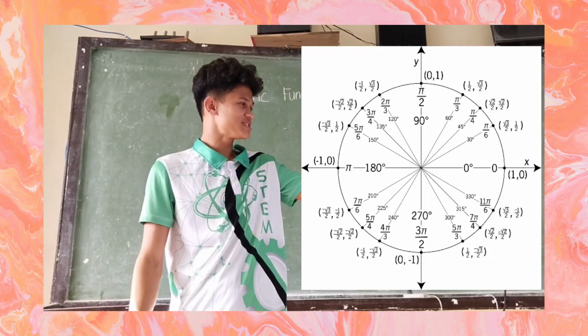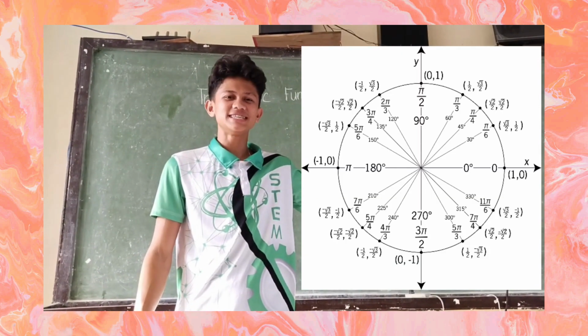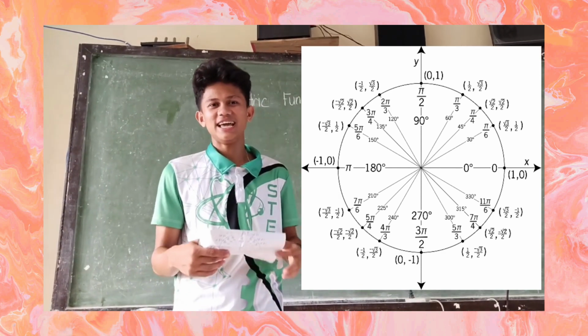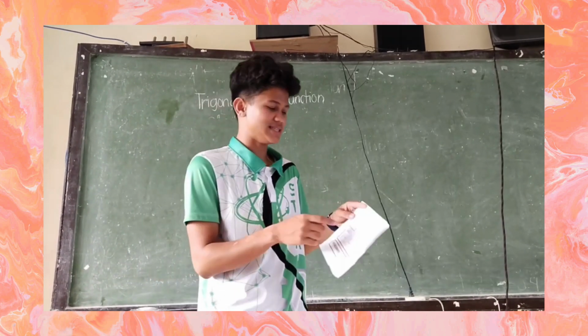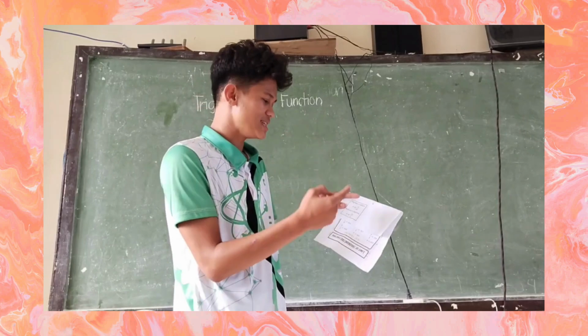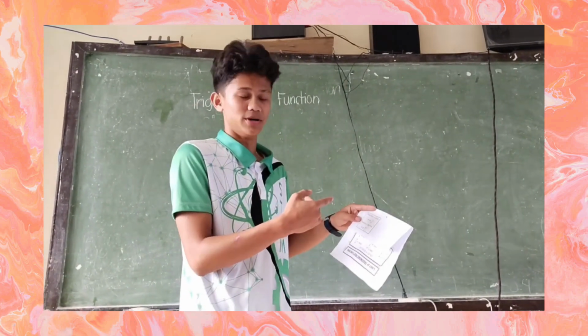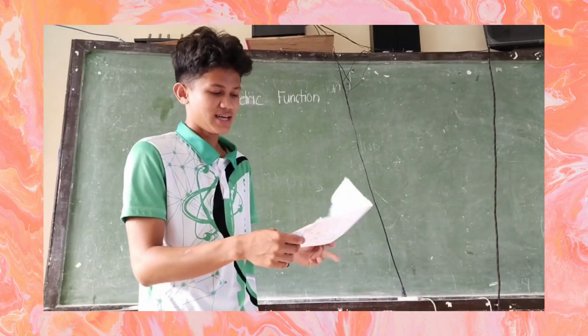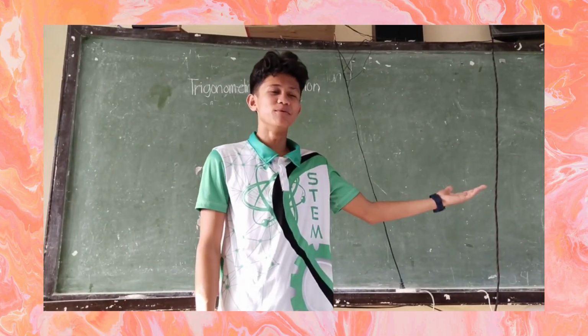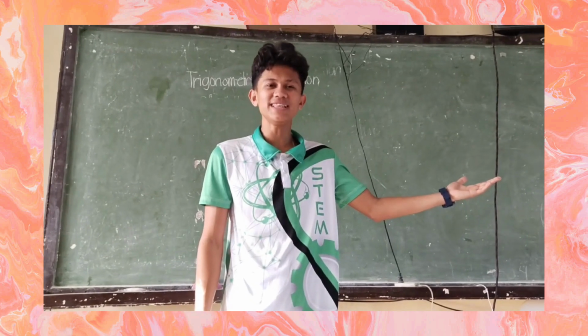This is the unit circle, and this will be the basis of finding the coordinates. The second thing that you need to remember is that to convert degrees to radians, you need to multiply the given number by pi over 180. And to convert radians to degrees, you need to multiply the given number by 180 over pi. Lastly, this table is where we will base the final answer by using the coordinates x and y.